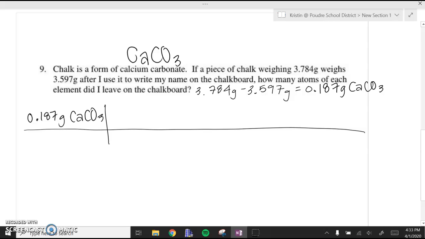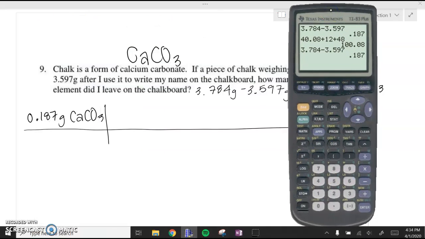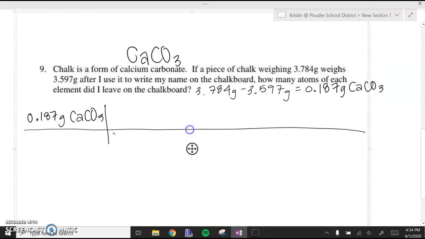So the next thing I need is, of course, the molar mass of calcium carbonate. So I'm going to look at my best friend, the periodic table, and I'm going to go ahead and try to calculate that molar mass. So mass of calcium is about 40, and then carbon is about 12, and oxygen is 16 times 3 is 48. So the mass is just about 100 on the nose. So 100 grams of calcium carbonate in 1 mole of calcium carbonate.